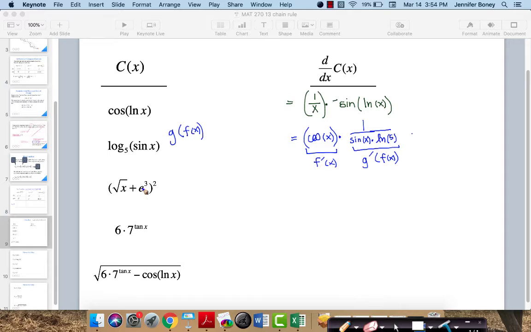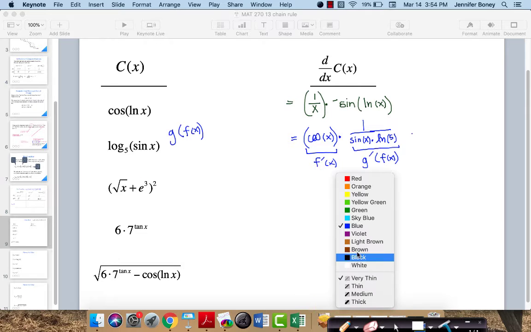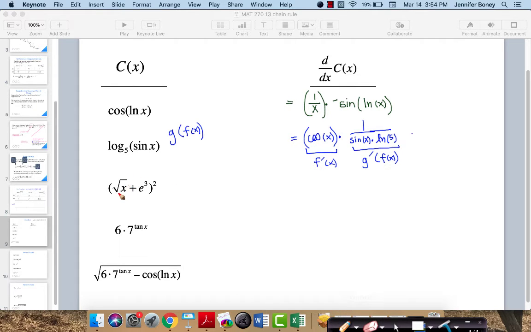All right, so third question. I've got an inner function that has 2 terms. So it's a 2-term expression that's squared. This one you could multiply out if you wanted to, expand the binomial or whatever. It's not quite a binomial. I've got a radical expression, not a whole number power.